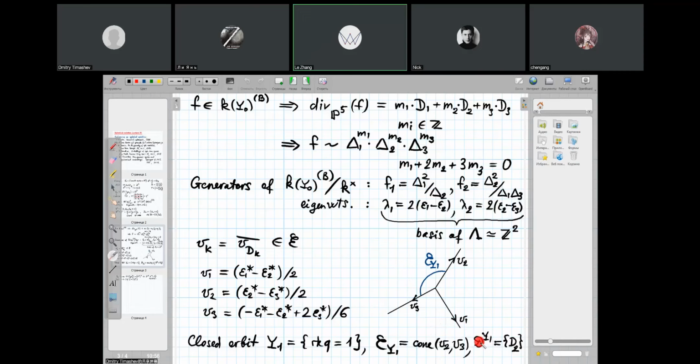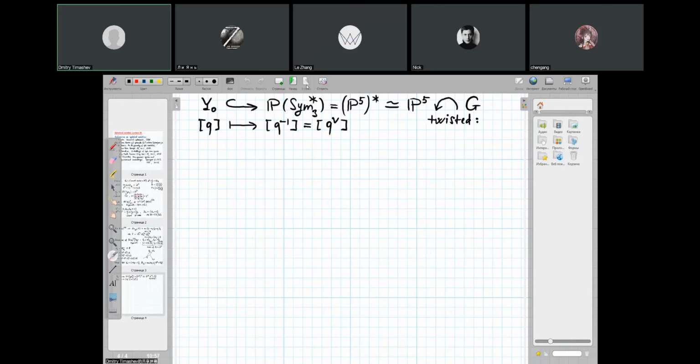No. Let me recall you the definition. dy1 is the set of colors containing the closed orbit. dy1 is the set of colors containing y1. Yes, the set of colors containing y1 should be d2 and d3, right? I don't see exactly. But d3 is not a color. d3 corresponding to this vector is a G-stable divisor. The color is this one, d2. I was thinking about you write d1. Oh, this is d2, right? Yes, this is d2. Maybe it is not clearly written, but this is d2.